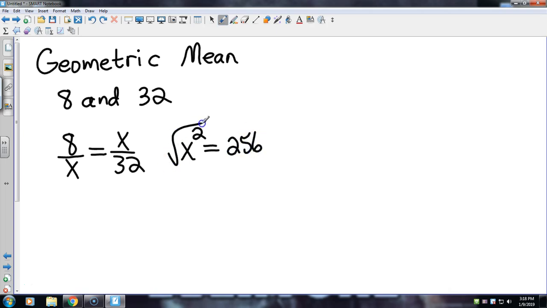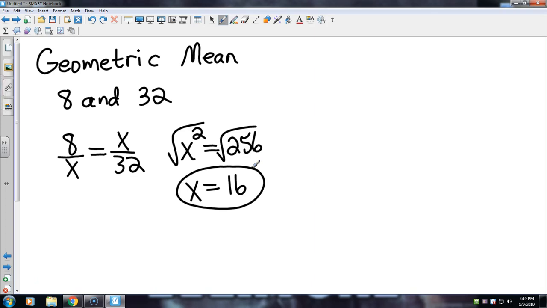And then to find the geometric mean, I'm going to take the square root of both of those. And the square root of 256 is going to be 16. Now remember, way back in Algebra 1, the square root of 256 is actually plus or minus 16. However, we're using these as sides on triangles, so they have to be the plus value. So we will not put the actual minus value on there. Okay, so that's finding geometric mean.